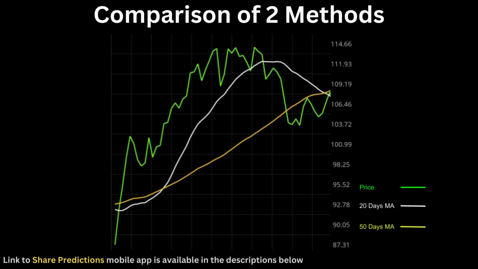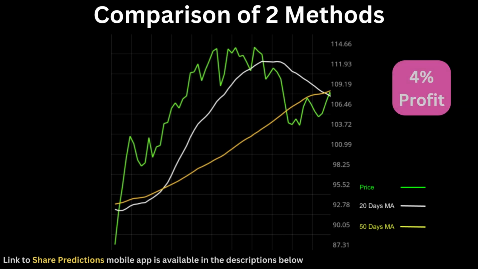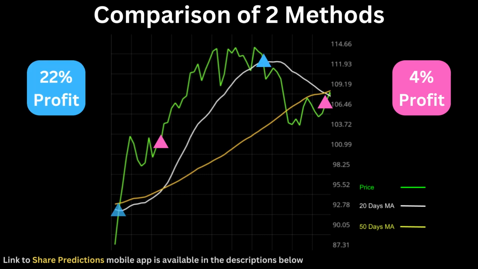So is one method better than the other? Or can we say that the second approach is always more profitable than the first one in all trading examples or use cases? So these are the buy and sell points of the first approach, which resulted with 4% profit. And this one is the second one, which resulted with the 22% profit.